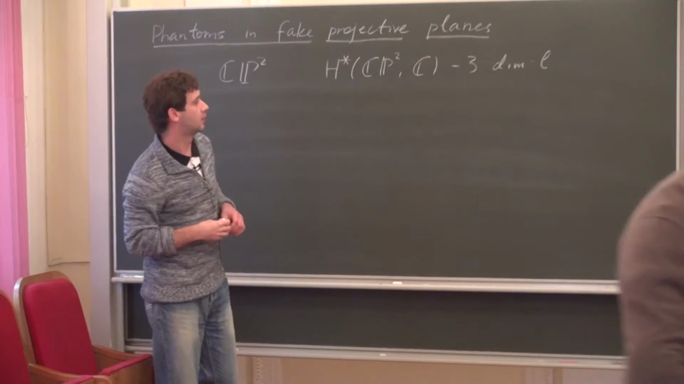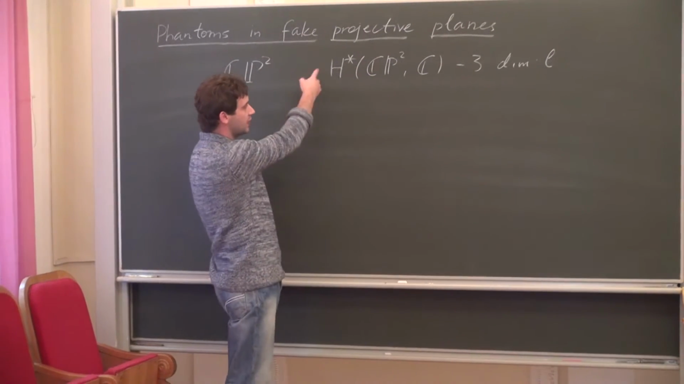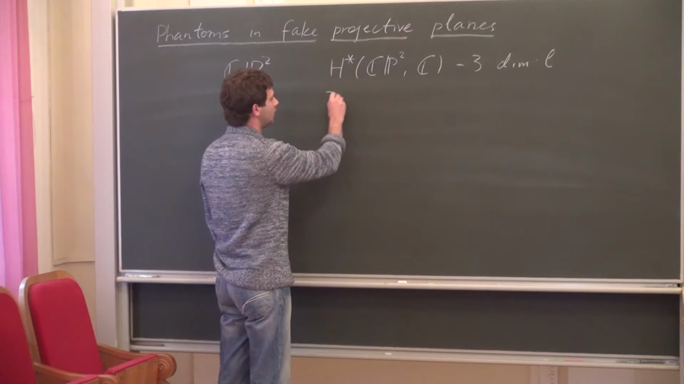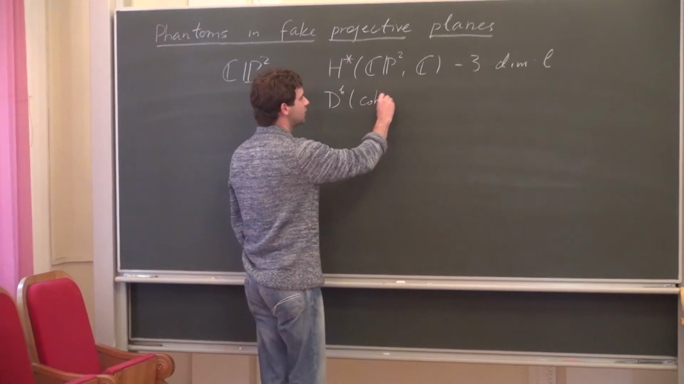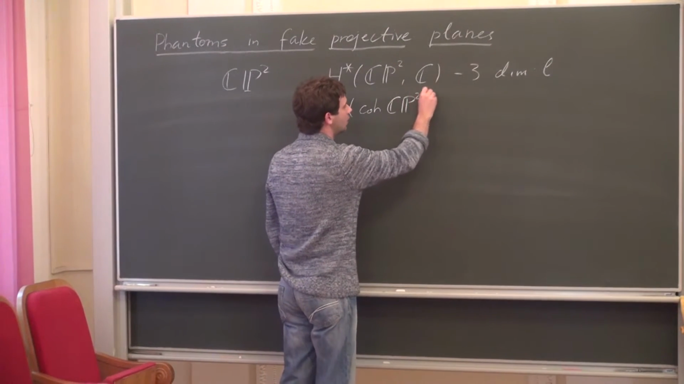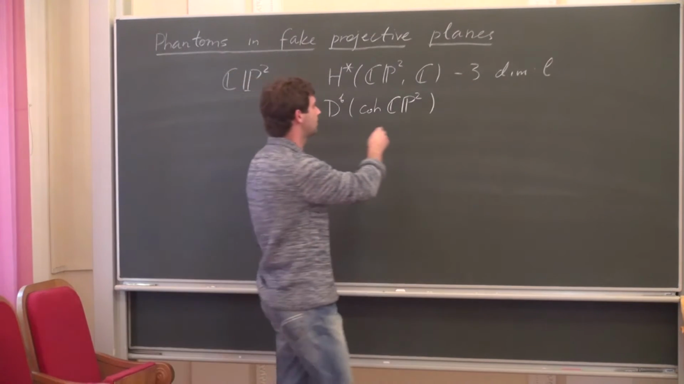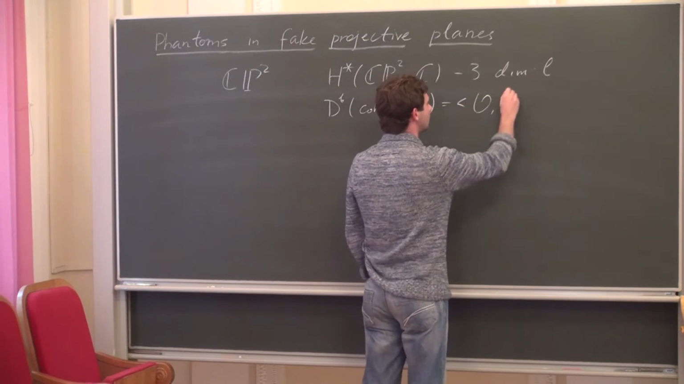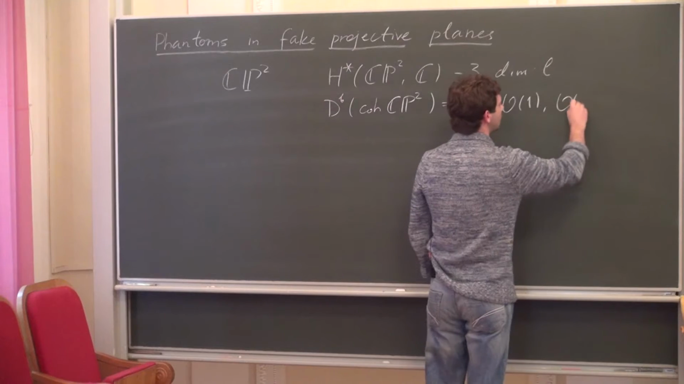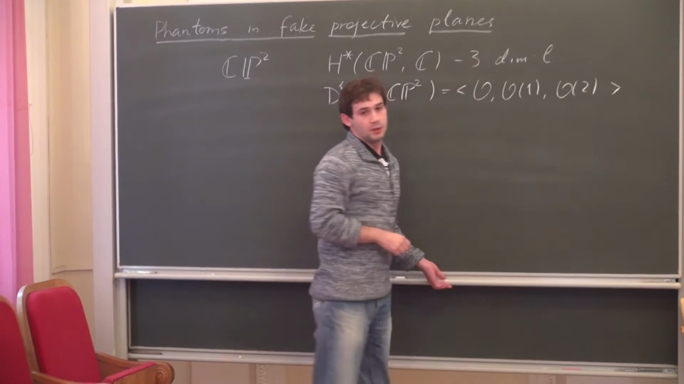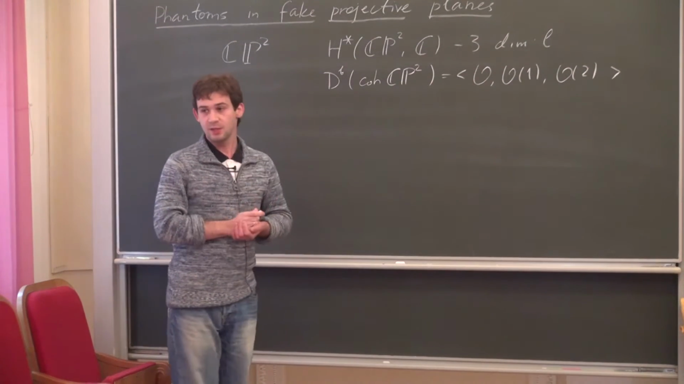And second, which is related to this one, is that the derived category of coherent sheaves on CP2 has the simplest possible structure. It has a full collection. So it has a full exceptional collection. Let me recall once again what this means.